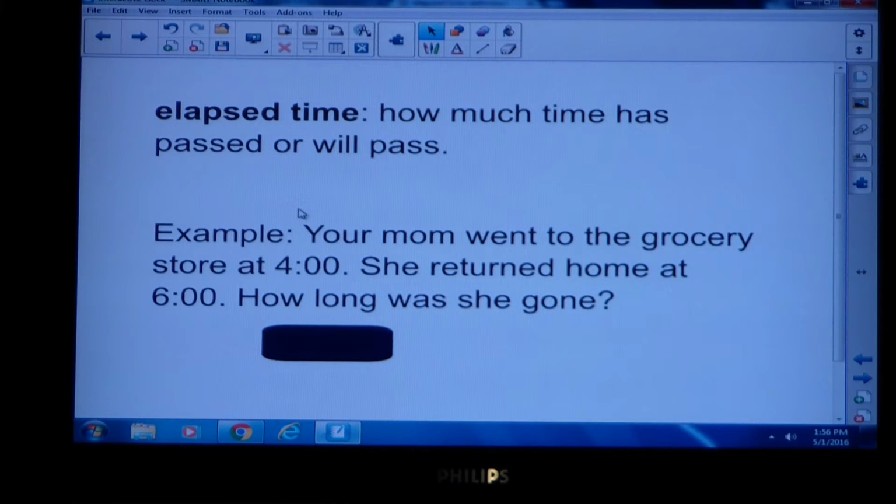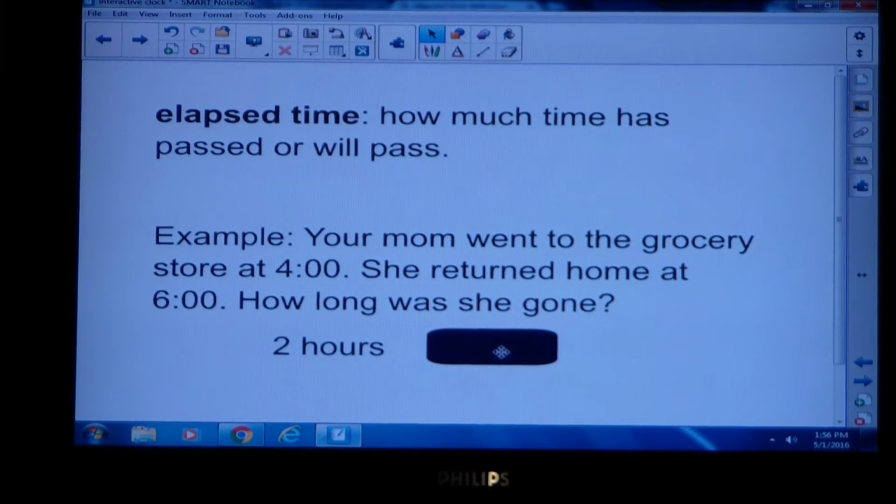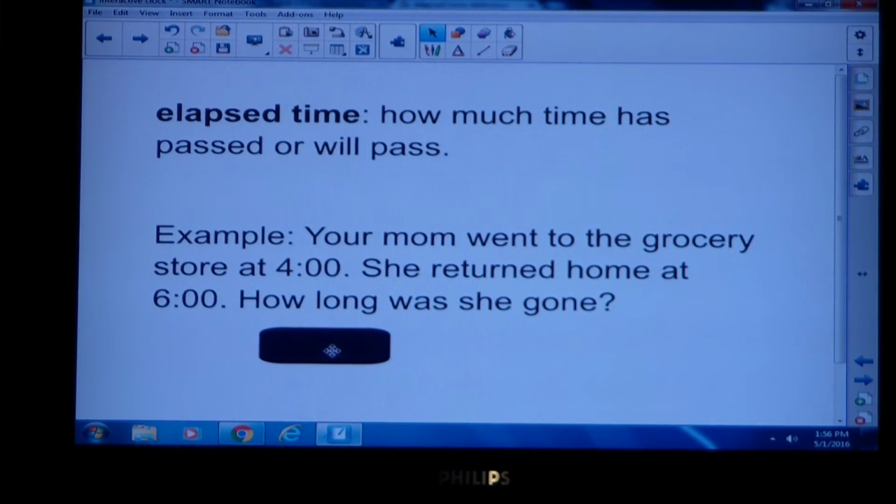For example, your mom went to the grocery store at 4. She returned home at 6. How long was she gone? Let's think about it. She left at 4. If we think it through, 4, 5, 6, she was gone for, what do you think? 2 hours. So that is the amount of time she was gone.